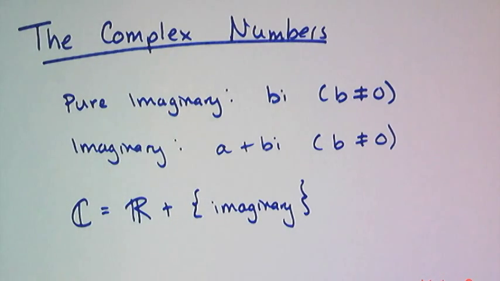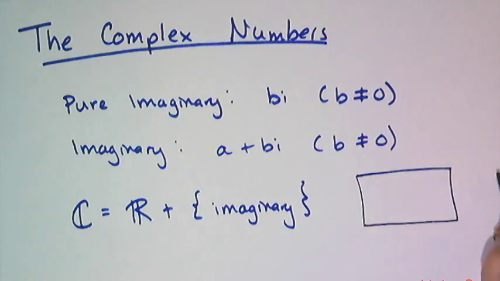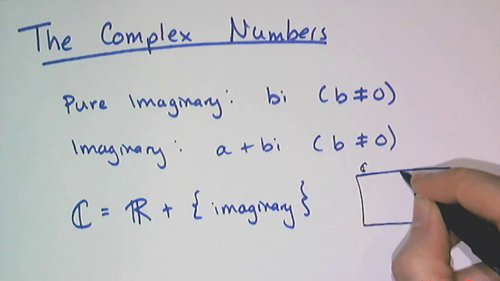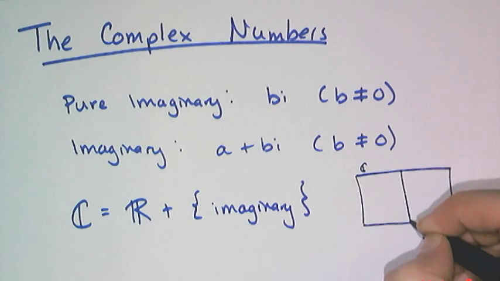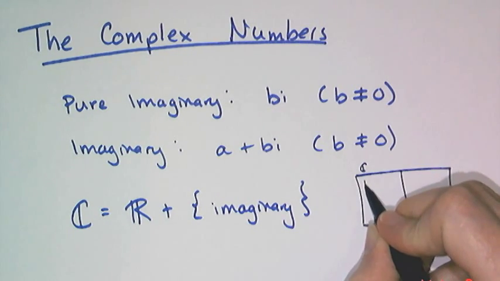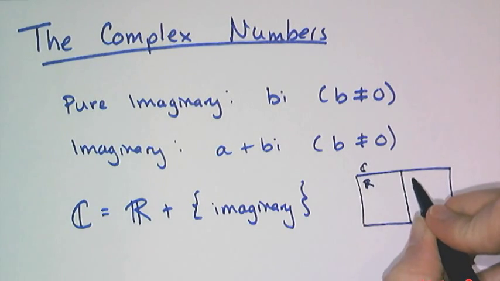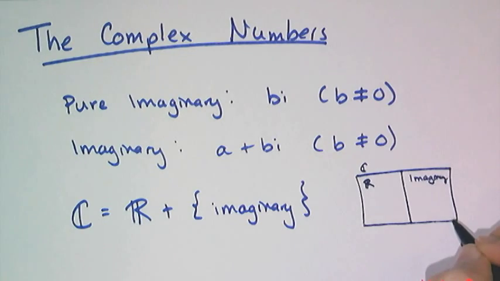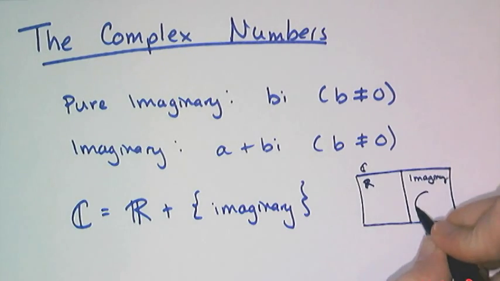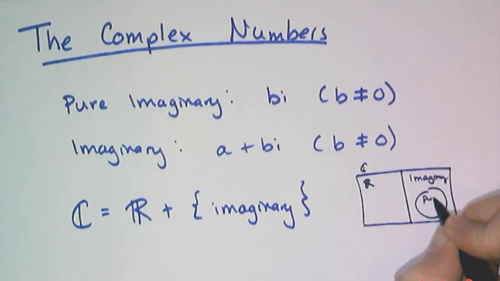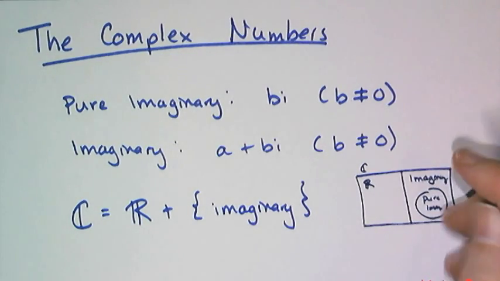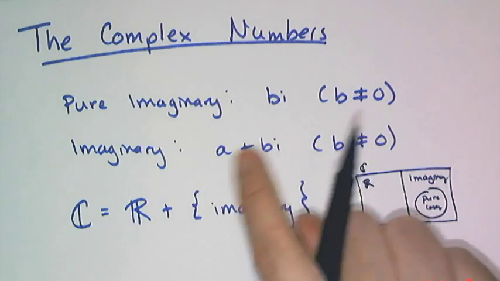So if I were to draw a Venn diagram of the number system, this rectangle would represent the complex numbers, right? And inside the complex numbers is a partition. These are the numbers that are only real, and these are the numbers that are imaginary. And inside the imaginary numbers live the purely imaginary numbers. Over on the outside of the purely imaginary are these numbers that have imaginary and real components.